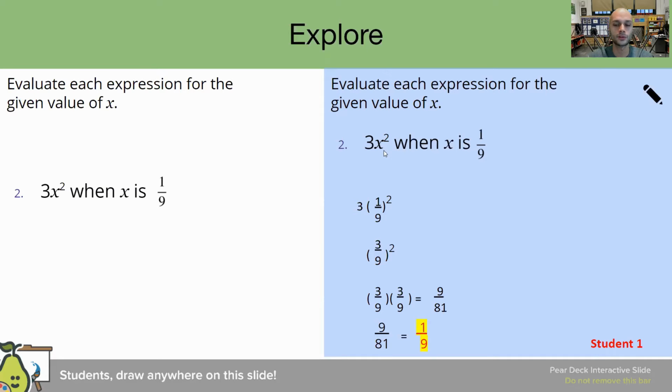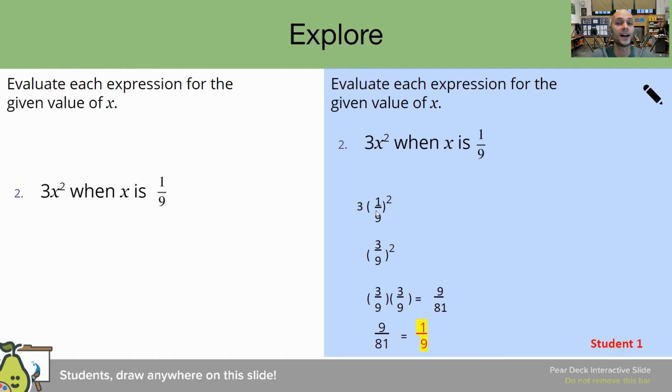So in example 2, we are told that x is 1/9. So what this student did is they plugged in 1/9 for the x, essentially replacing the variable x with the fraction 1/9. Next, they have to make a decision. Are you going to multiply by 3? Or are you going to perform the exponent? And this student decided to multiply by 3.